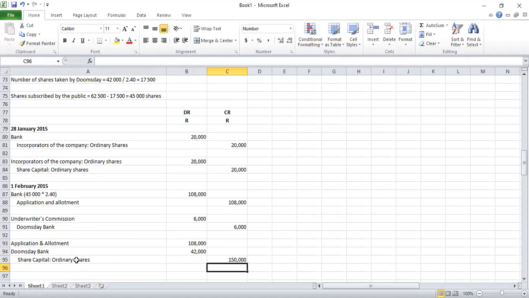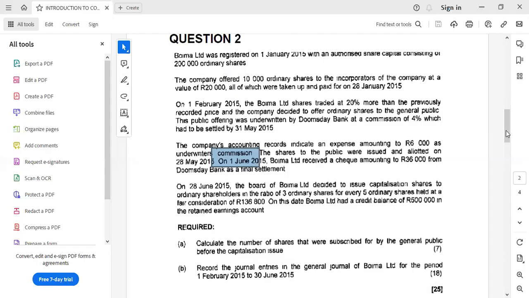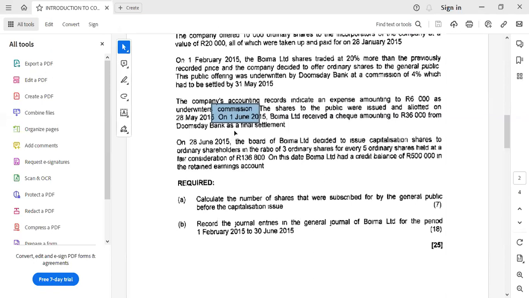So we're debiting them, they become a debtor. They will now be owing us 42,000 for the shares that they are taking up. So if the issue is undersubscribed, the underwriter will take up the remaining shares. Right. So that's it on 28 May.